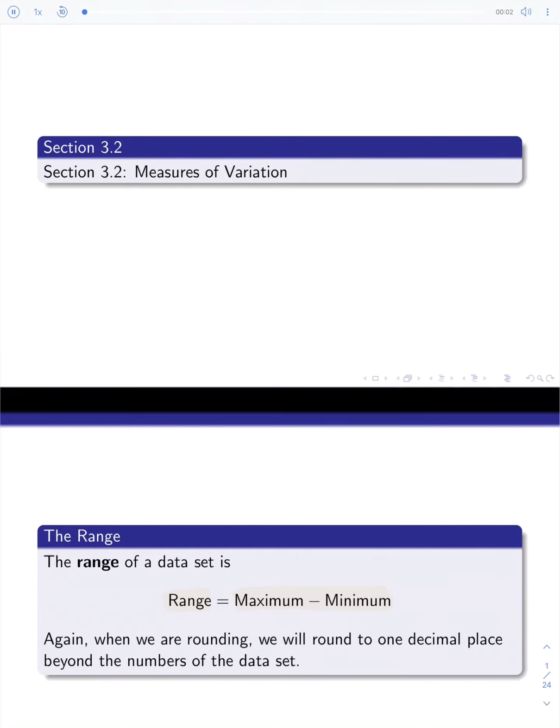In section 3.2, we're going to talk about measures of variation. Specifically, we'll start with the first one, which is range. And our range for any data set is just the maximum, the highest value, minus the lowest value. It's the range of all the values so that you know how many numbers you're covering.